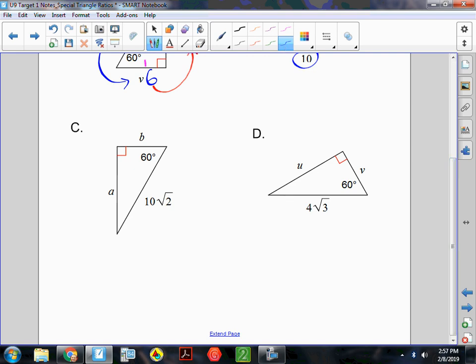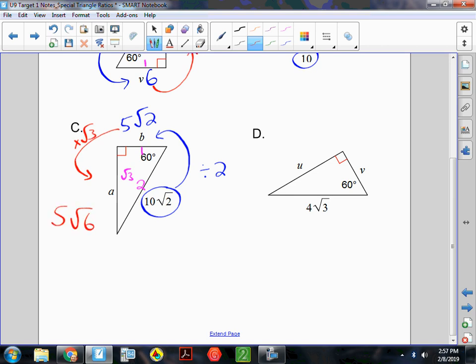Do one more. If I have 10 root 2 and I want to find the short side, again, I'm dividing by 2 because that's the ratio on the hypotenuse. 1 on the short side and root 3 on the long side. So 10 root 2 divided by 2 is 5 root 2. I then take that short side times square root of 3, and I get 5 root 6.